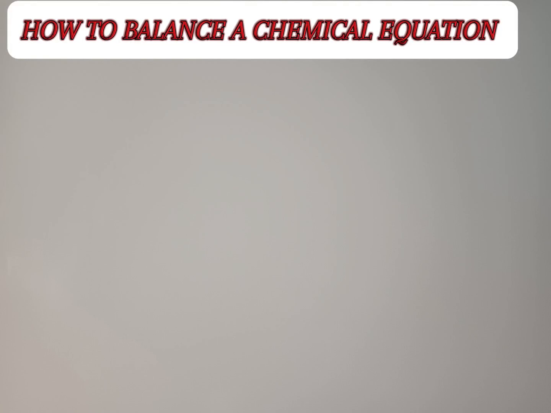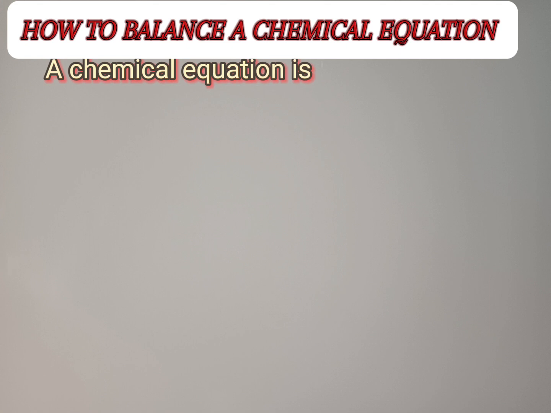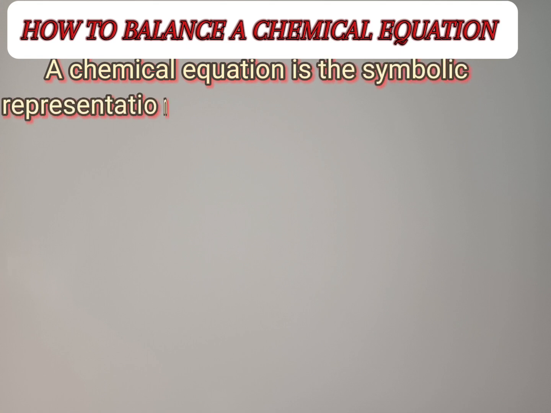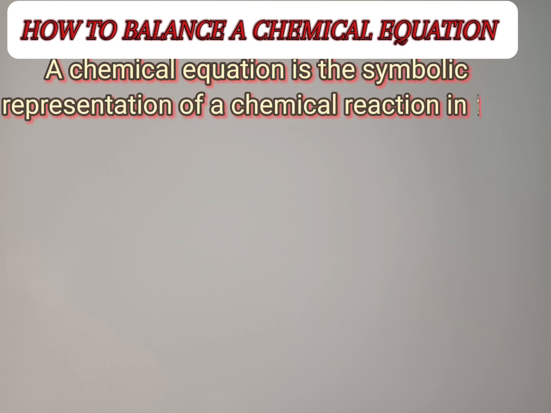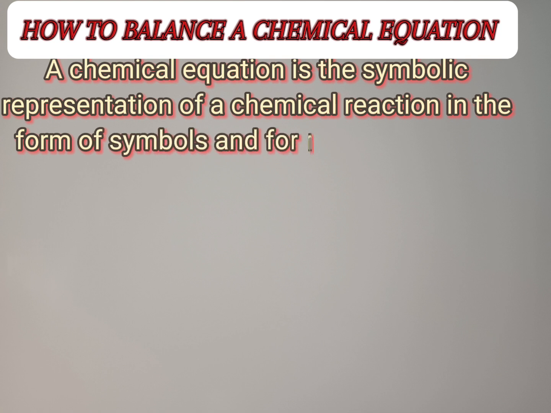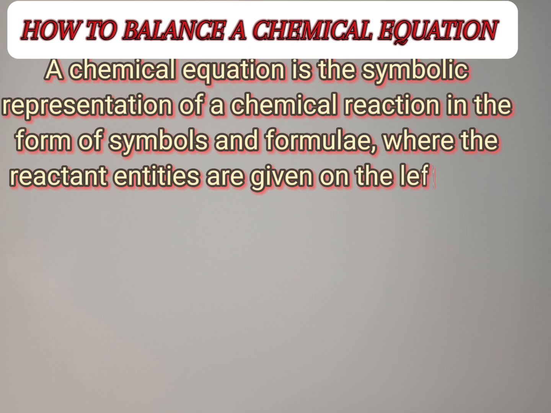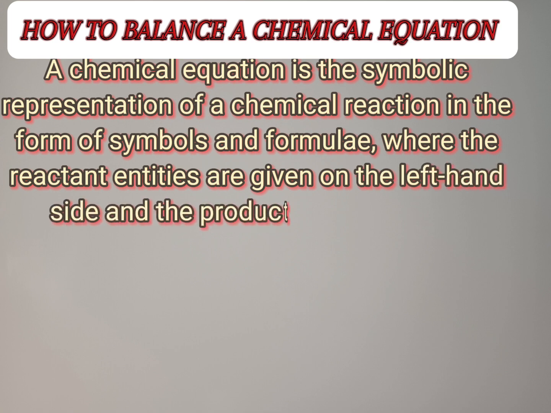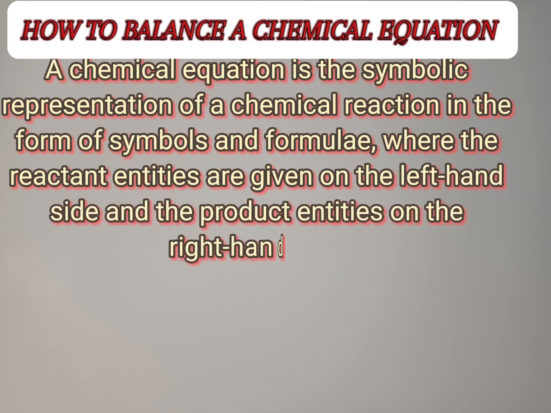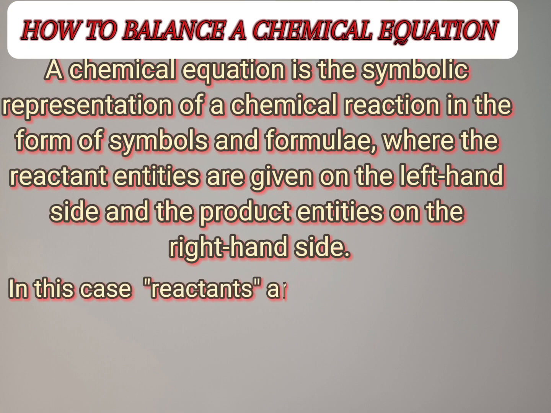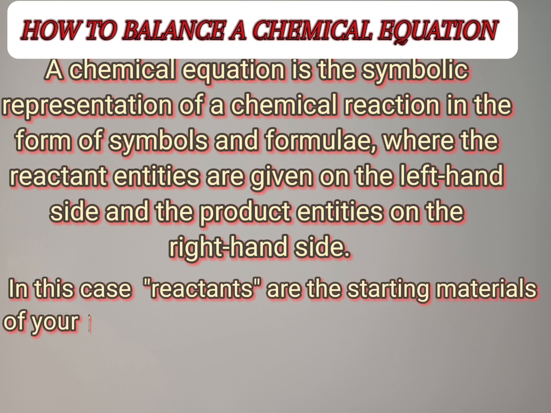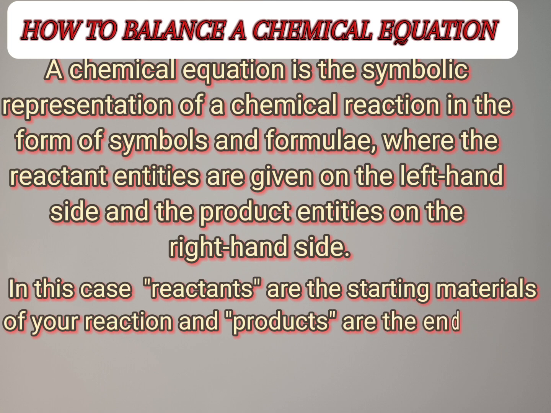Alright, for today's lesson, we are going to learn how to balance a chemical equation. What is meant by the term chemical equation? A chemical equation is a symbolic representation of a chemical reaction in form of symbols and formulae, where the reactant entities are given on the left-hand side and the product entities are given on the right-hand side. In this case, reactants are the starting material of the reaction and the products are the end results of the reaction.